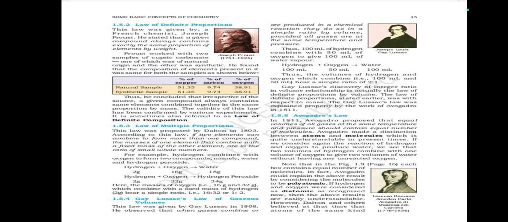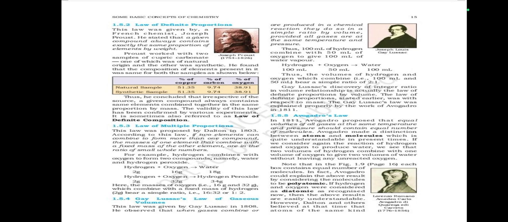Avogadro made a distinction between atoms and molecules, which is quite understandable. In present times, if we consider again the reaction of hydrogen and oxygen to produce water, we see that two volumes of hydrogen combine with one volume of oxygen to give two volumes of water without leaving any unreacted oxygen. Note that in figure 1.9, page 16, each box contains an equal number of molecules. In fact, Avogadro could explain the above result by considering the molecules to be polyatomic, with hydrogen and oxygen considered as diatomic as recognized now. Then the above results are easily understandable.